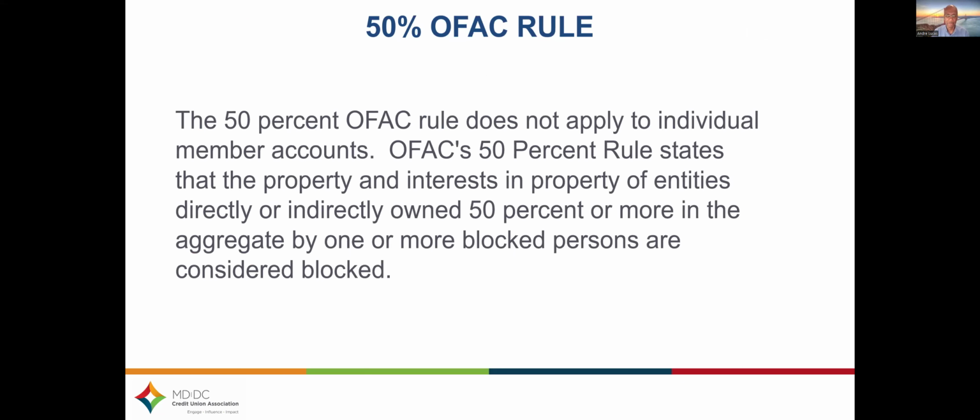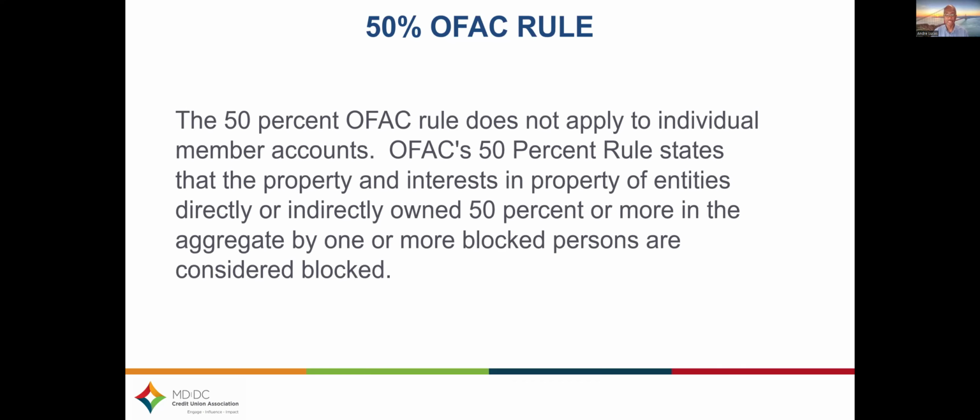Just to touch on that 50% OFAC rule: you do not have to block when you're talking about a business account. That 50% rule means, if I've got one person that owns 25% of the company, and that person happens to be on the OFAC list, it's only 25%, so I don't have to block the account. But if I've got 50% or more of the ownership of that account that's on the OFAC list, then I do have to block that account.